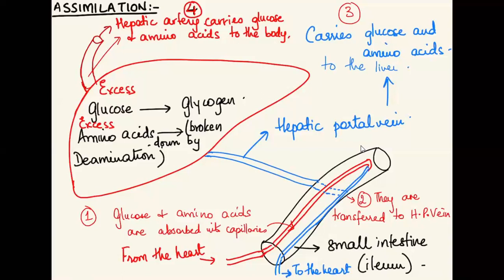Correct, 100%. And then with amino acids, it'll break them down by deamination, and then it'll form the product urea, and urea will be transported to our kidney. And then urea is formed when our kidney mixes it with water, and that is urine, right? And then it excretes it.